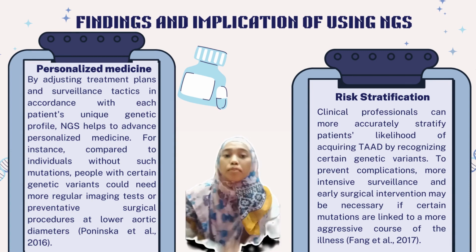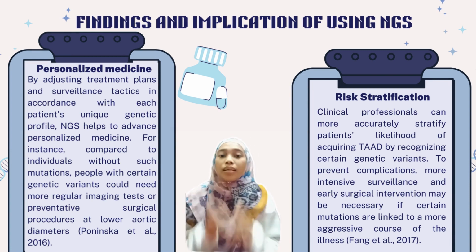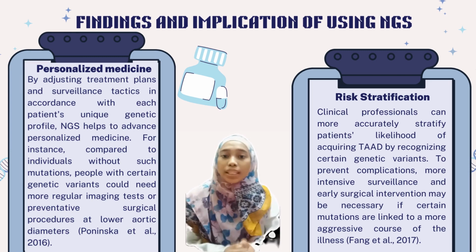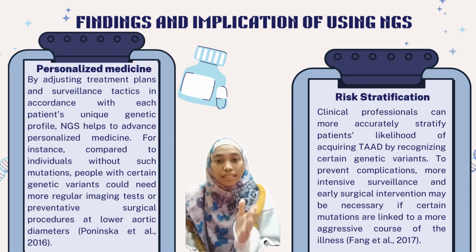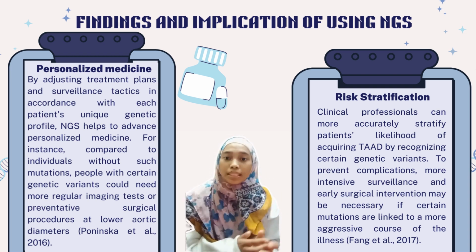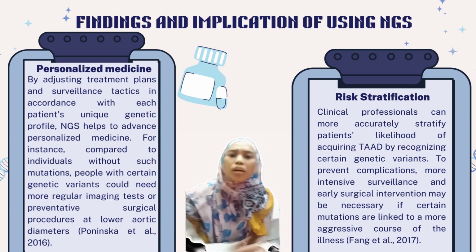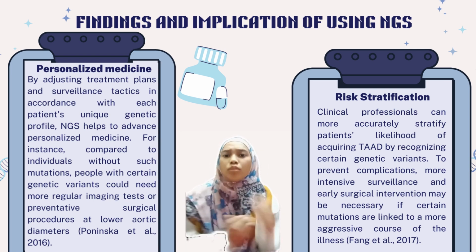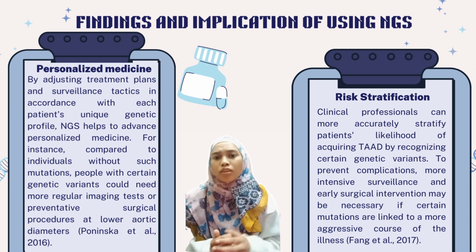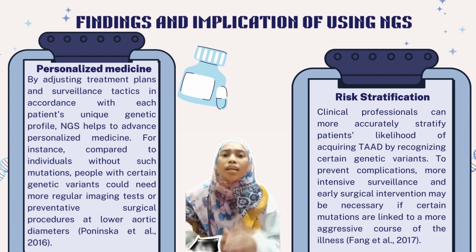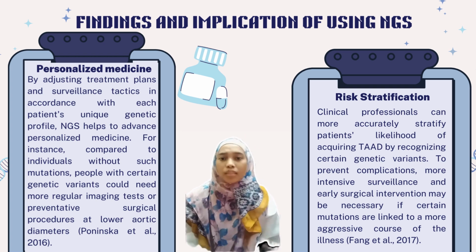3. Personalized medicine. By adjusting treatment plans and surveillance tactics in accordance with each patient's unique genetic profile, NGS helps to advance personalized medicine. For instance, compared to individuals without such mutations, people with certain genetic variants could need more regular imaging tests or preventive surgical procedures at a lower aortic diameter.